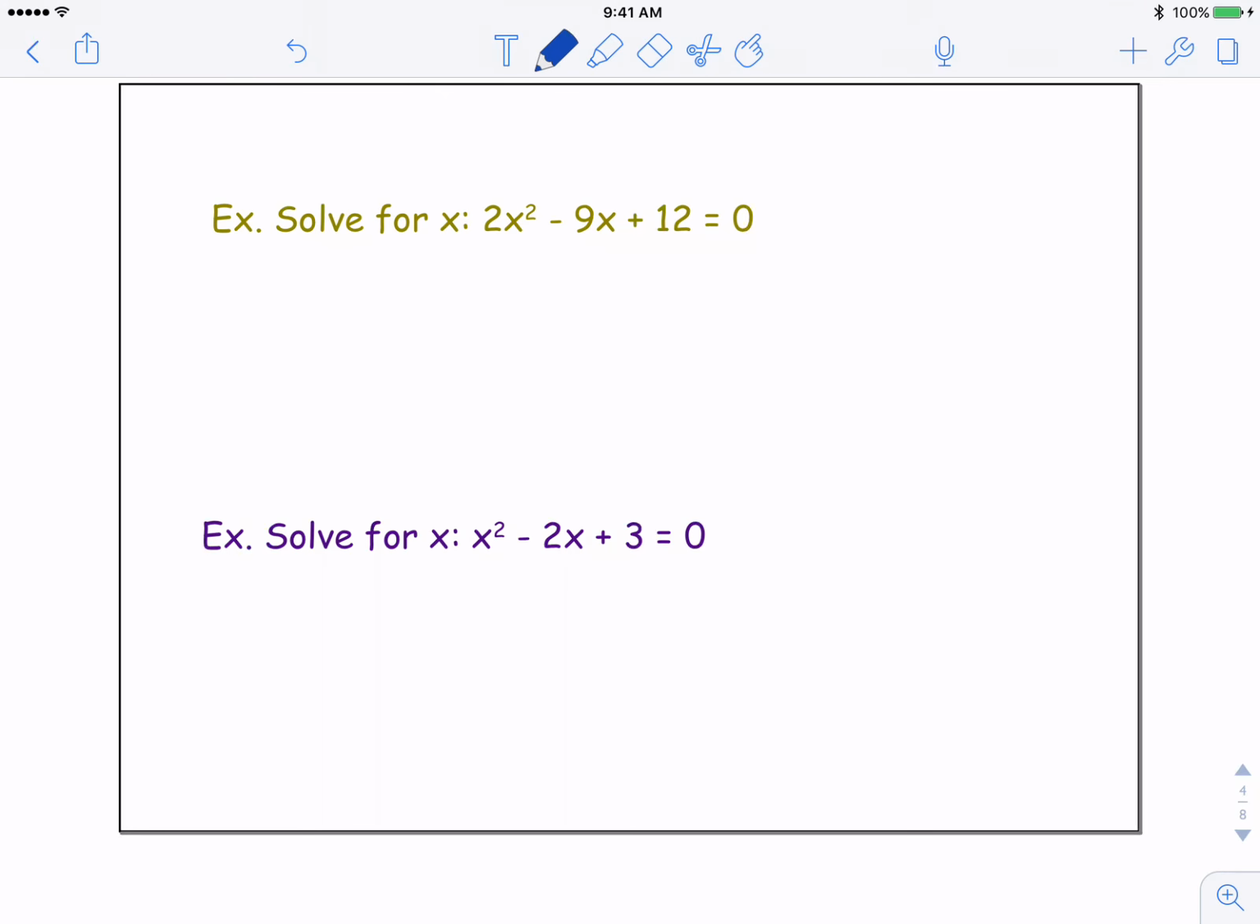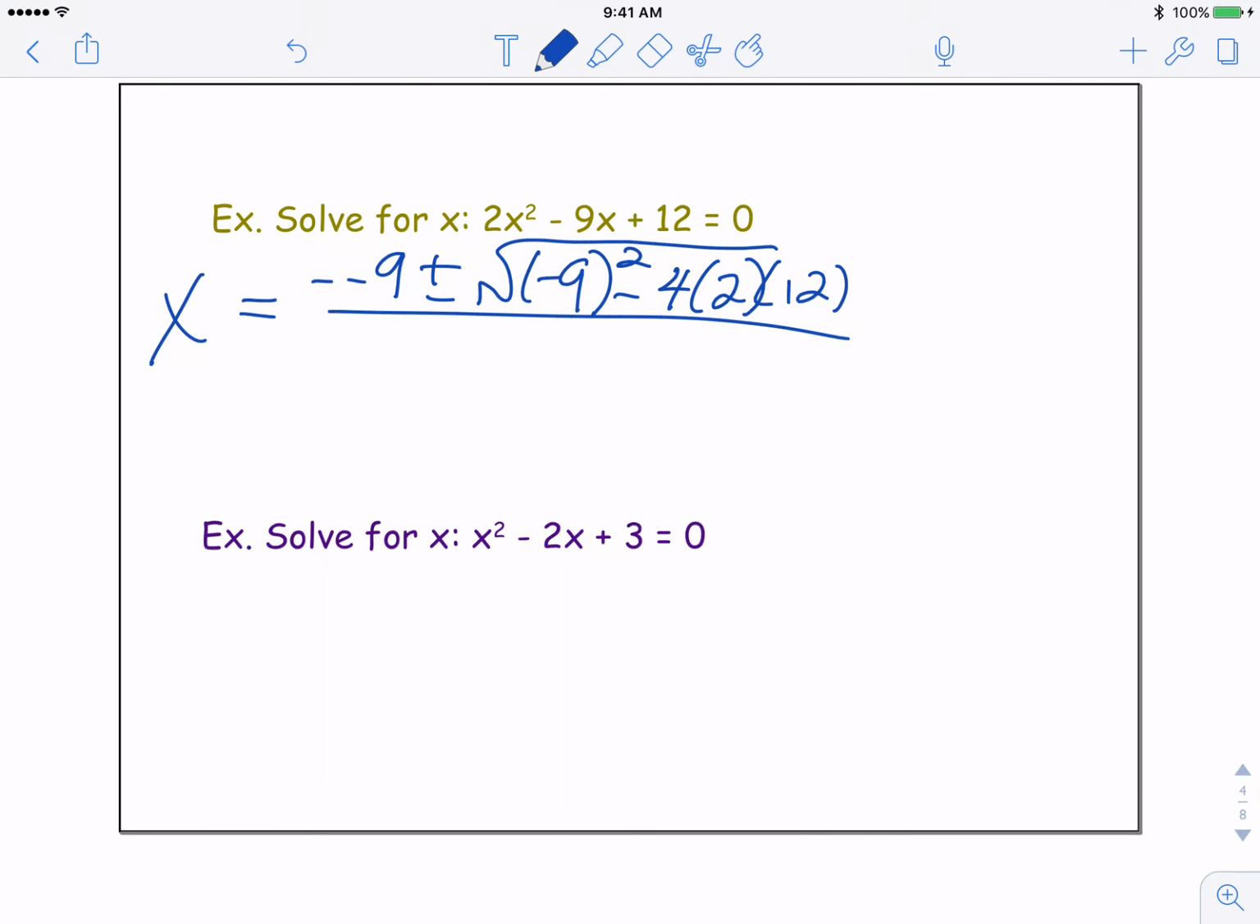So I'm going to use the quadratic formula of x equals negative b, so my b value is negative 9, so I have negative 9 plus or minus the square root of b squared, which is negative 9 squared, minus 4 times my a value of 2 times my c value of 12, all over 2a, or 2 times 2. This is going to give me a result of negative 9 is a positive 9, plus or minus the square root of negative 9 squared, which is 81. Negative 4 times 2 times 12 is a negative 96, all over 2 times 2, which is 4.